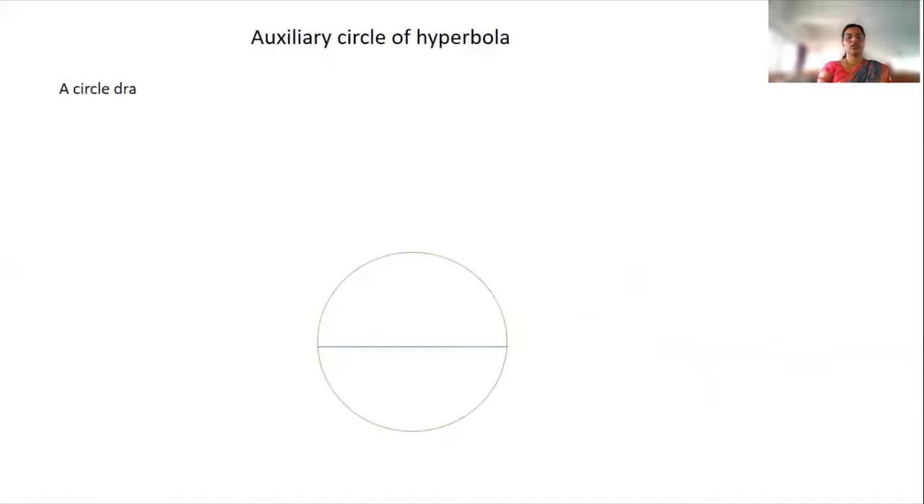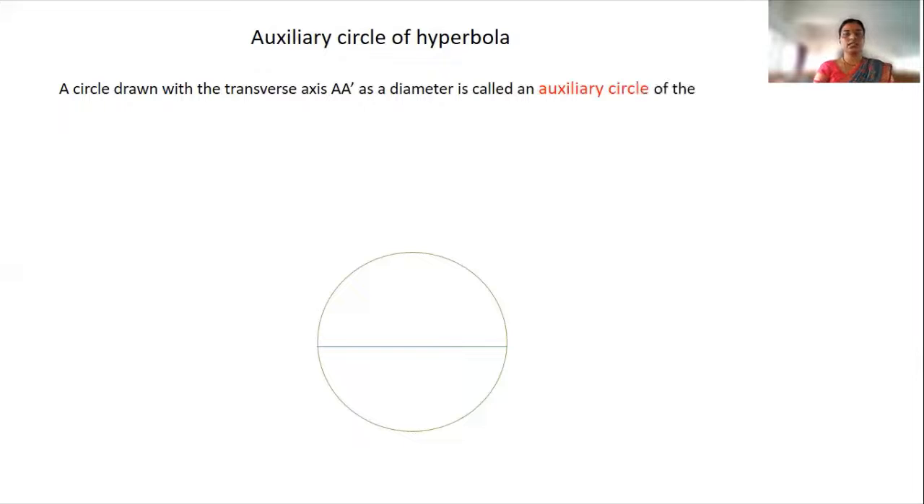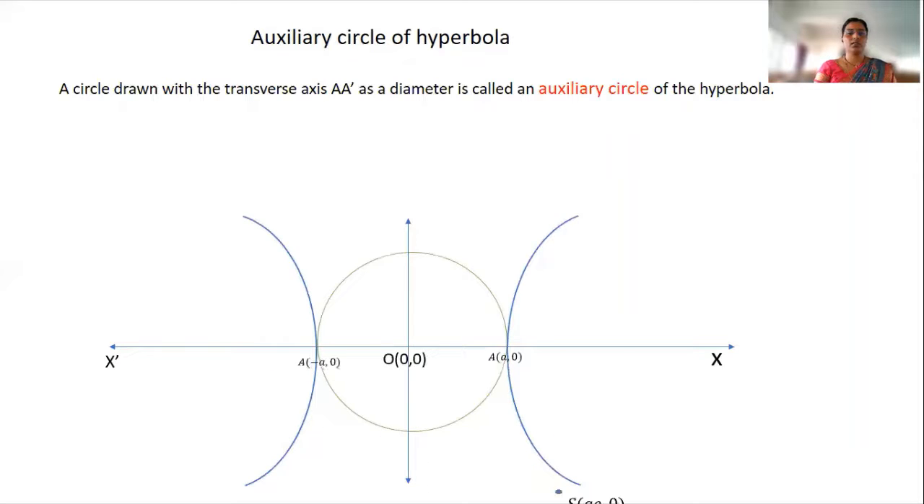Now, the auxiliary circle of the hyperbola. What is the auxiliary circle of the hyperbola? A circle drawn with the transverse axis AA dash as a diameter is called an auxiliary circle of the hyperbola. Consider this hyperbola.